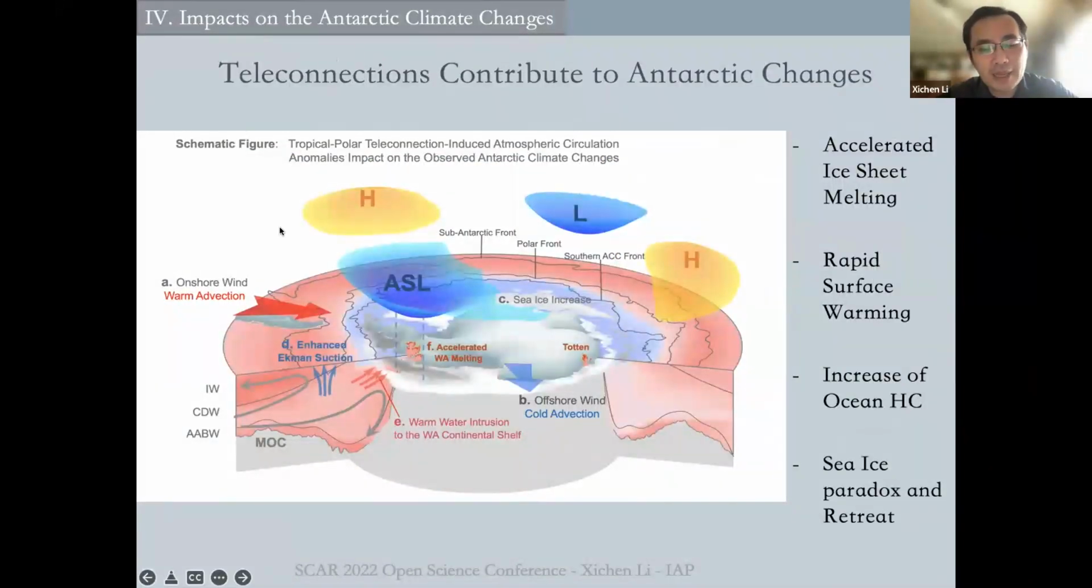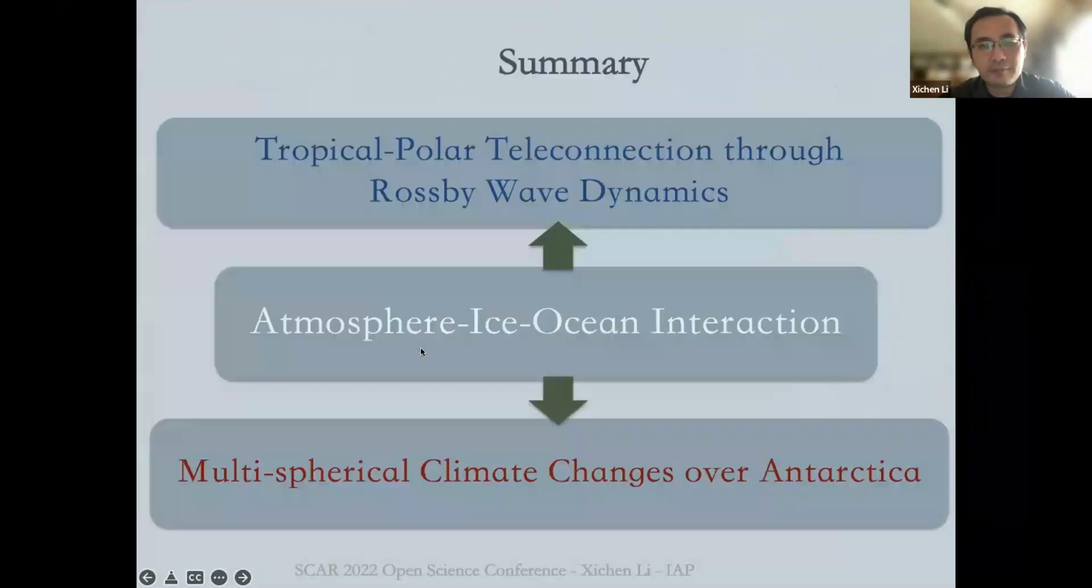And here's the schematic figure of how this teleconnection drives the recently observed Antarctic changes. We have an intensified atmospheric low. It drives a warm advection to the peninsula and West Antarctica, hitting this area. Meanwhile, it melts the sea ice. It drives a cold advection to East Antarctica. It cooled the coastal area of East Antarctica and increased sea ice there. It also helped to drive the warm water intrusion to the West Antarctic continental shelf, and accelerate the melting there.